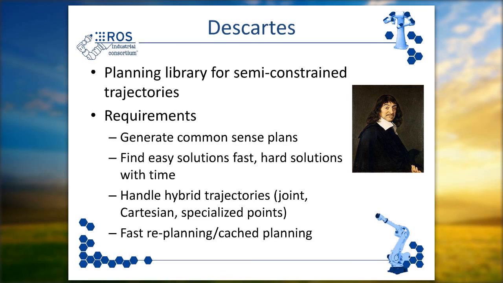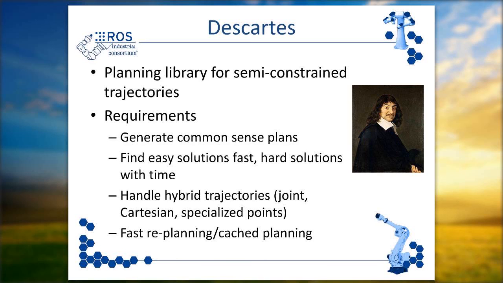A lot of you may be familiar with random sampling and the random path plans that come out of that. And while that's required for pick and place applications, we felt we could get better plans given the constrained trajectories we have to deal with.